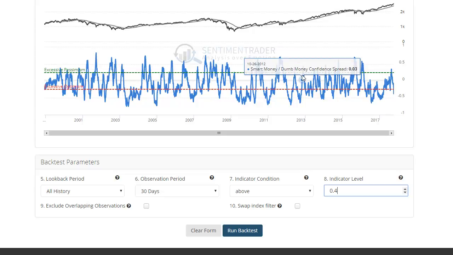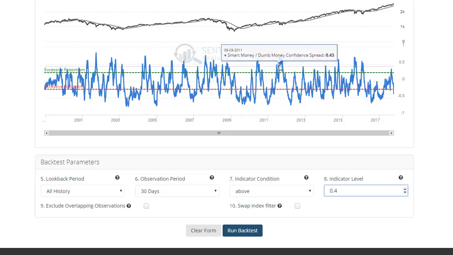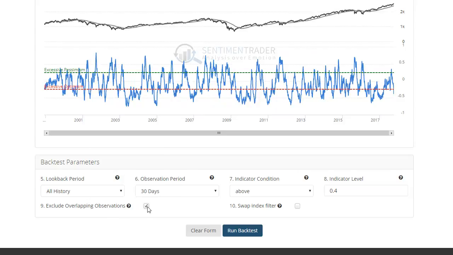So this will choose any day that the indicator is above 0.4. It's not unique instances, so any of these days where the indicator is above that level, it's going to record in the test. If you want to restrict it to only unique occurrences, you can select exclude overlapping observations, and that will force the backtesting engine to only give you signals that were at least 30 days apart. Or if you selected, say, 60 days, it would only allow signals that were 60 days apart. But we just want to see the market anytime the indicator is above 0.4.